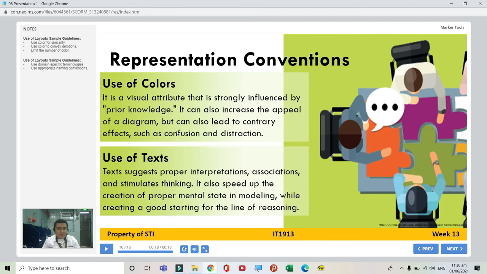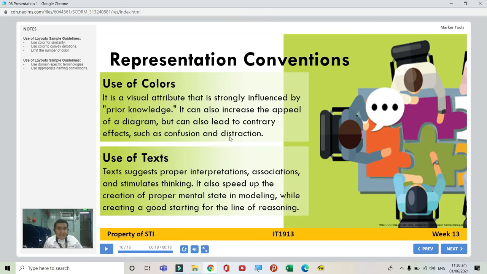Another one, the use of colors. It is a visual attribute that is strongly influenced by prior knowledge. It can also increase the appeal of a diagram, but can also lead to contrary effects such as confusion and distraction. So for example, if you are to represent an apple, make sure it's really a red apple, because prior knowledge states what I know whenever an apple is mentioned is that the color of it is red. So make sure na merong relevance sa mga kulay na paggagamitan ninyo.